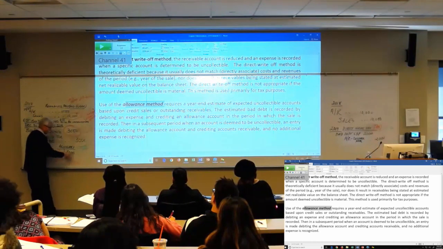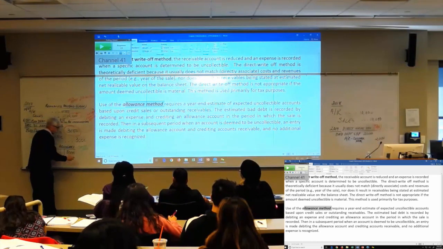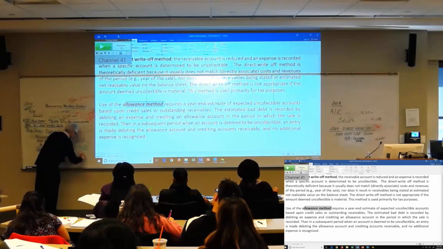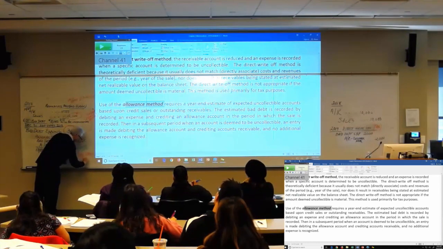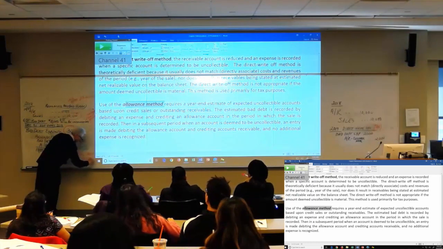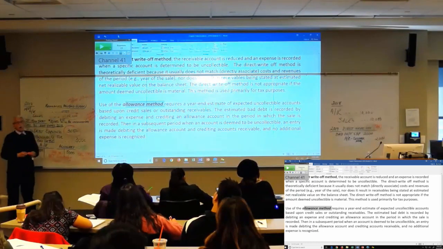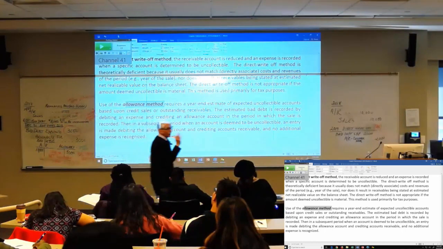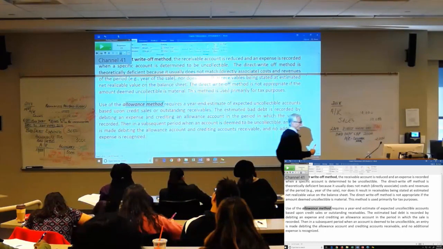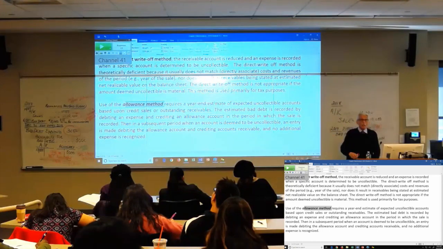And down here, with the contra asset, you've got a balance sheet objective. So the goal of using the allowance method is to make sure the receivables are properly valued and to make sure that net income is properly stated.